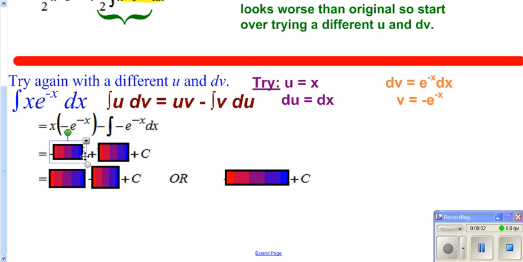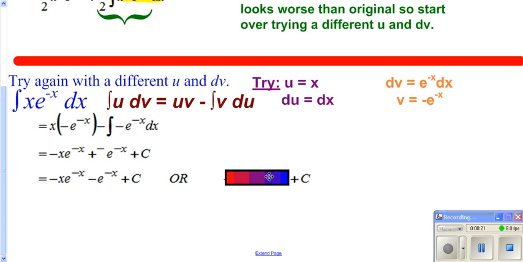So we just have our negative x e to the negative x. That negative undoes that, so we just have the integral of our e to the negative x, which ends up being this, plus our c. If you wanted, you could go ahead and pull out your common factor, or you could leave it like this. Doesn't make a difference.